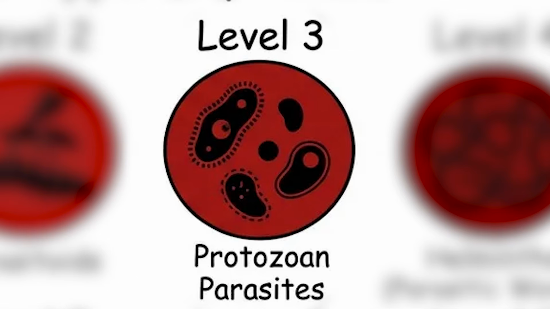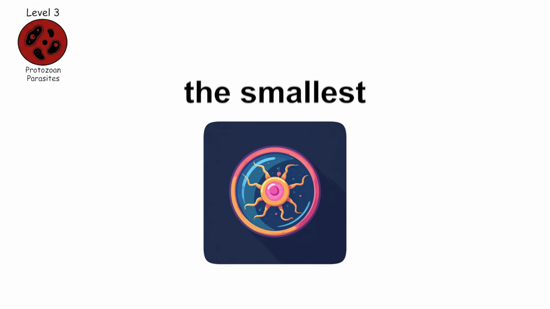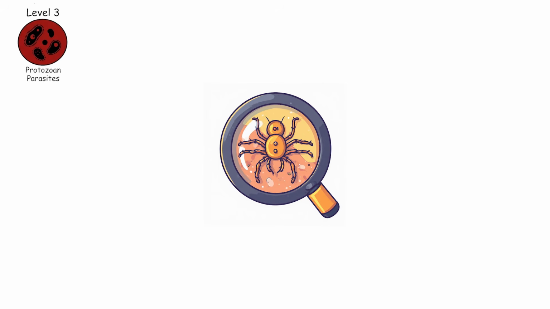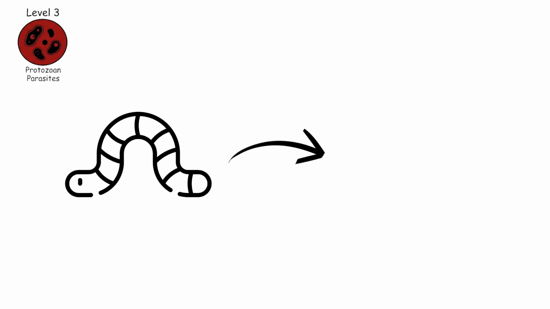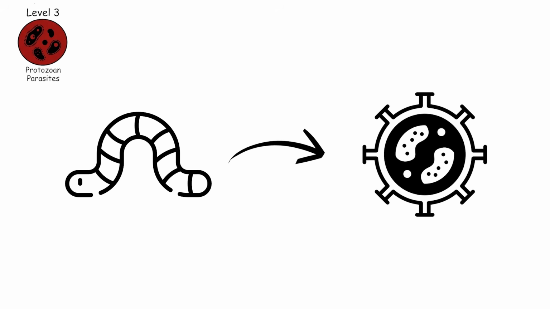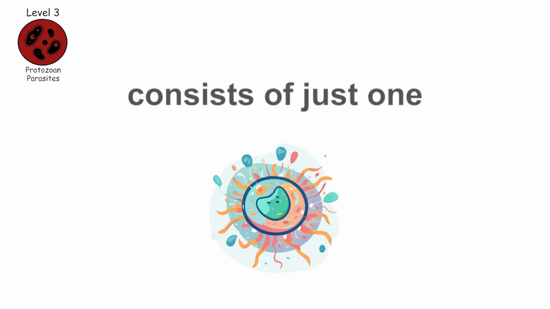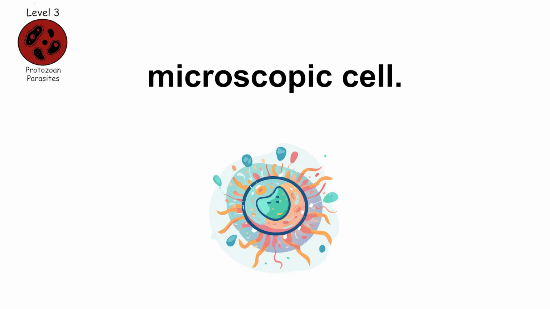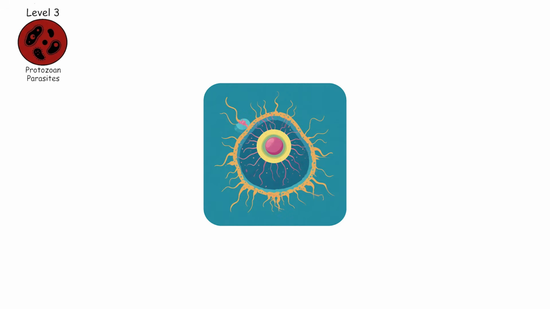Level 3. Protozoan parasites. Protozoan parasites are among the smallest parasites known, but they can also be some of the most dangerous. Unlike parasitic worms or insects, protozoa are single-celled organisms. Each parasite consists of just one microscopic cell, yet that single cell can perform all the functions needed for life, including movement, feeding, and reproduction.